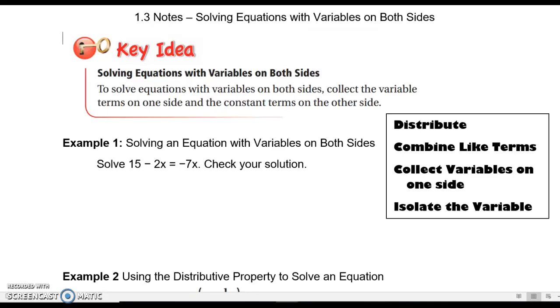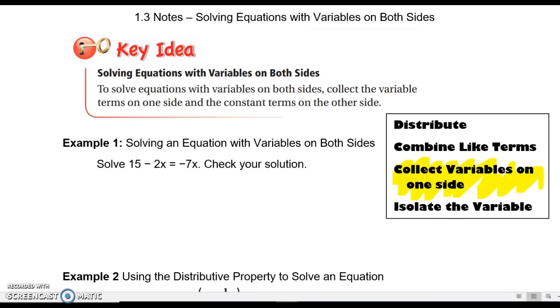Hi, pre-algebra students. So tonight we're going to take a look at notes for section 1.3 on solving equations with variables on both sides. So far we've solved one and two-step equations, and we've worked on multi-step equations in 1.2, but today the new step is this idea of collecting variables on one side of the equation.